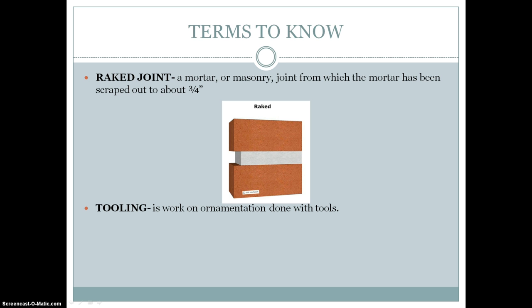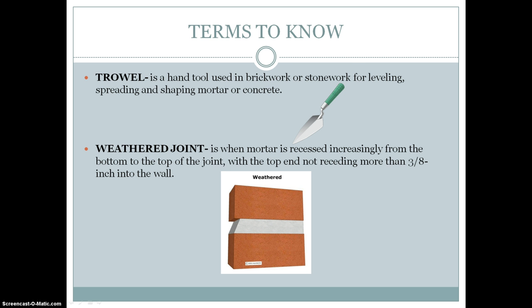A rake joint is a mortar or masonry joint from which the mortar has been scraped out to about 3/4 of an inch. And here you can see that picture. Then we have tooling, which is work on ornamentation done with tools. A trowel, which is the tool used in brickwork and stonework for leveling, spreading, and shaping mortar or concrete. And it kind of looks like a cake slicer, but it's used for a brick instead.